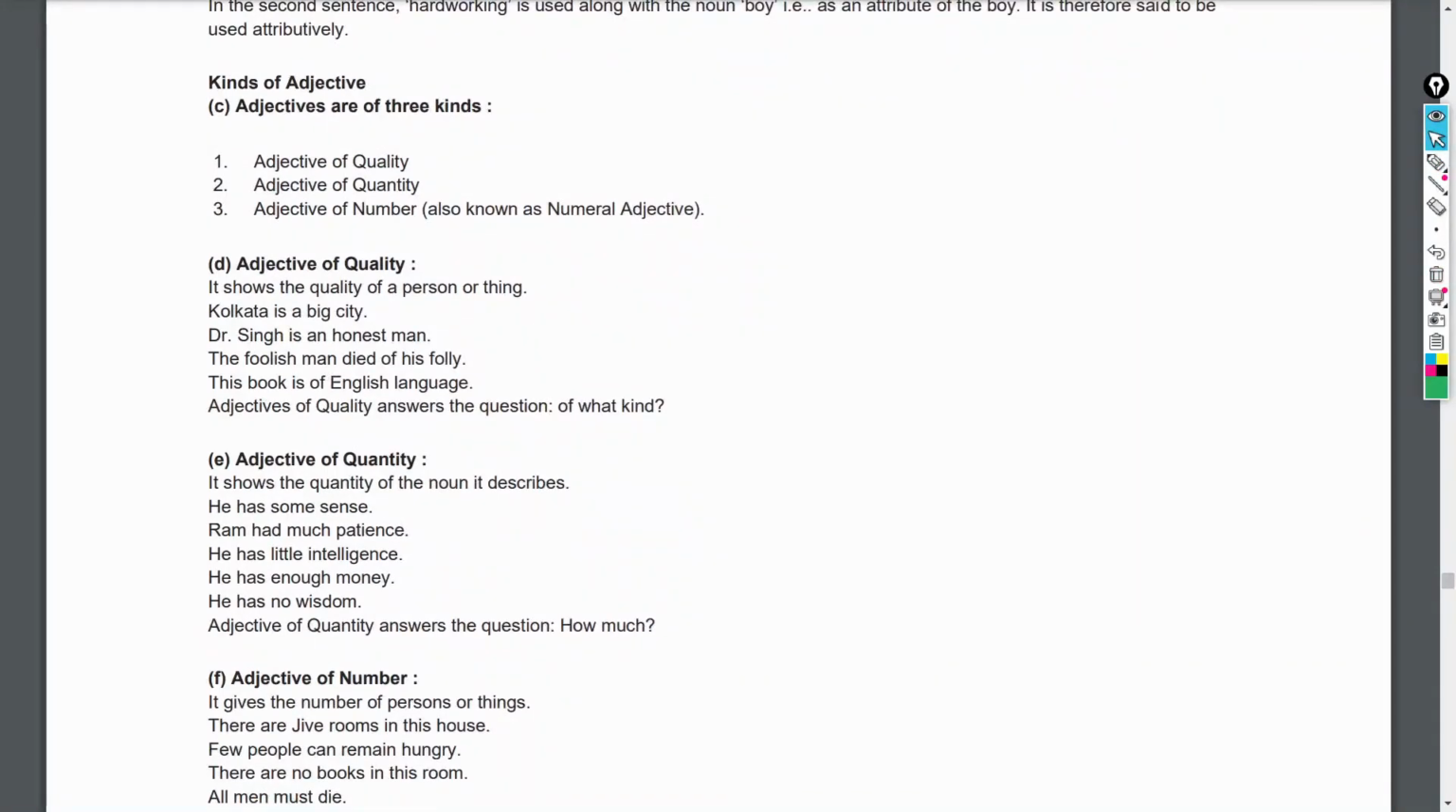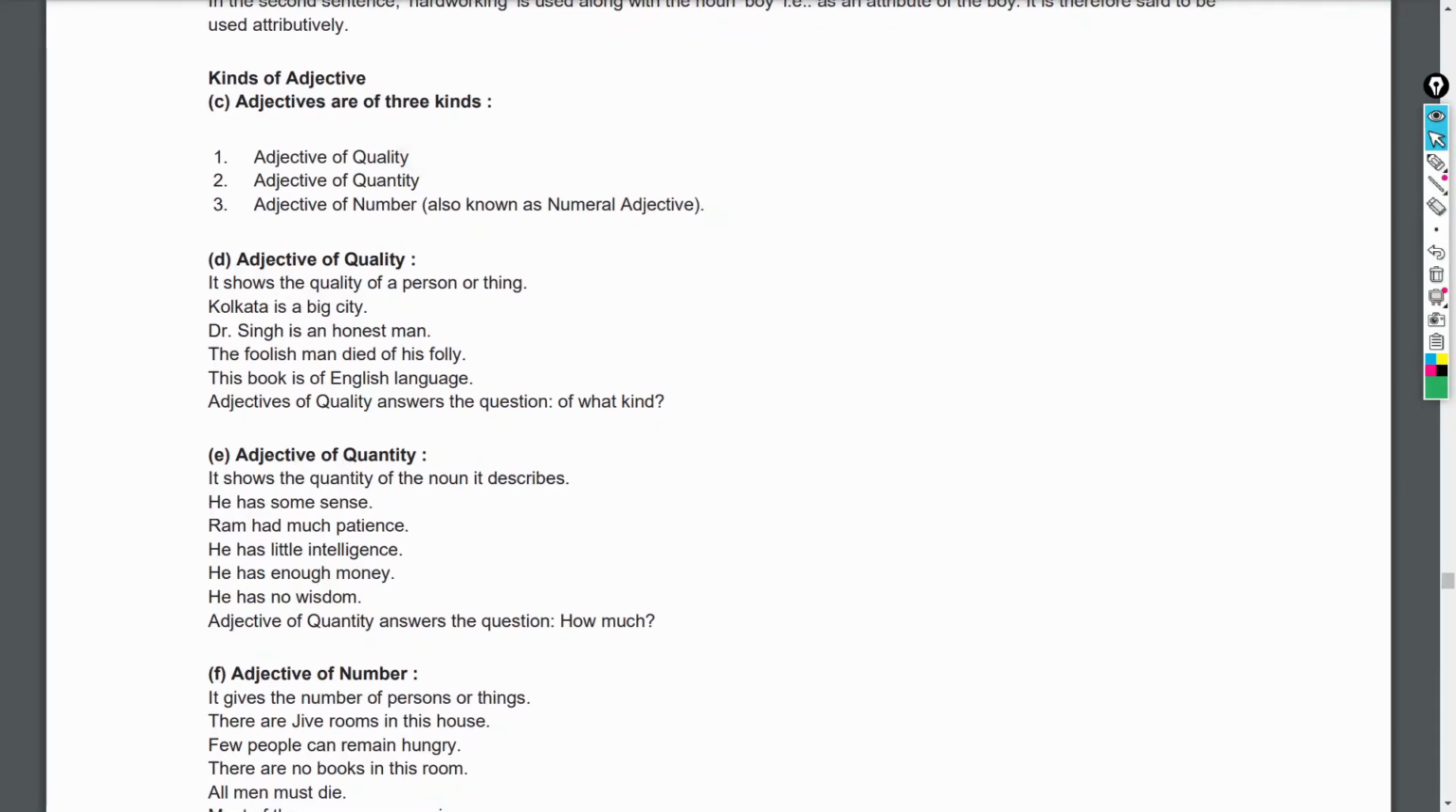Let us see, the adjectives are 3 types. Number 1, adjective of quality, adjective of quantity and adjective of number. And the adjective of number is also called numeral adjective. And when we see an example, our concept will become fully clear.